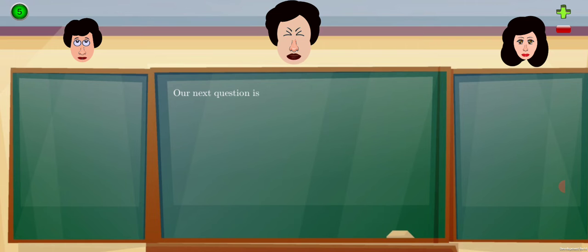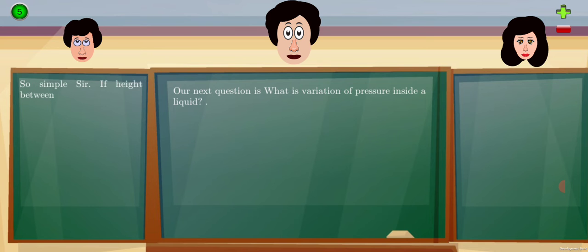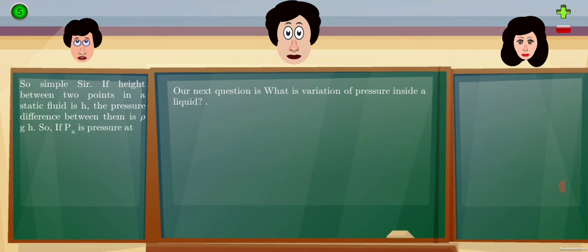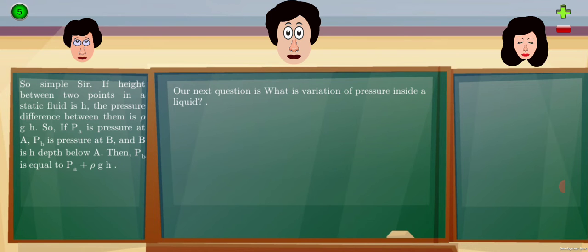Our next question is, what is variation of pressure inside a liquid? So simple, sir. If height between 2 points in a static fluid is h, the pressure difference between them is rho gh. So, if PA is pressure at A, PB is pressure at B, and B is h depth below A, then PB is equal to PA plus rho gh. Sir, can we say that?